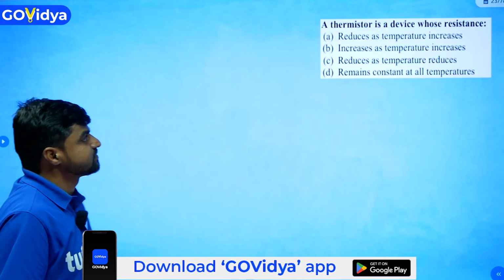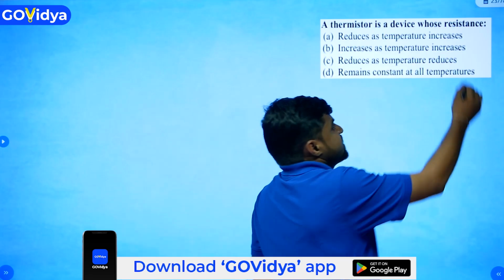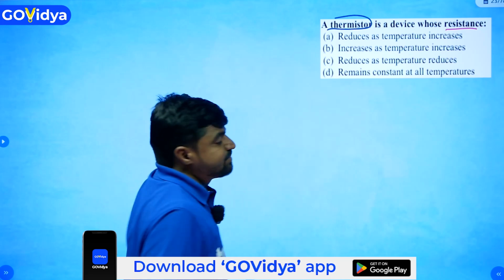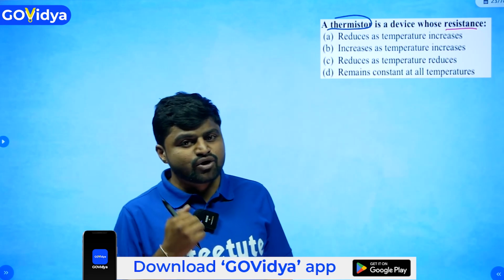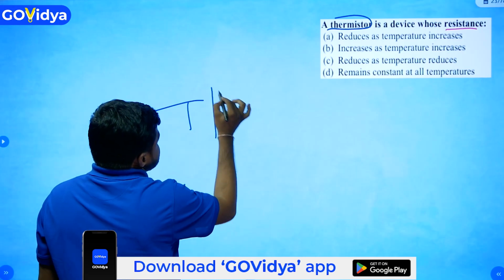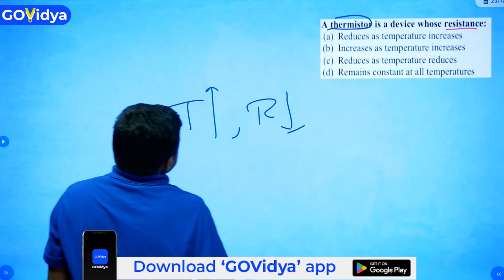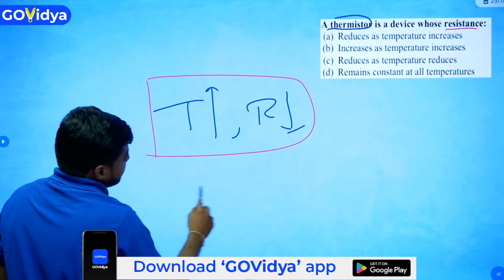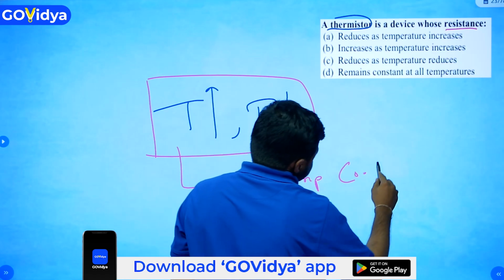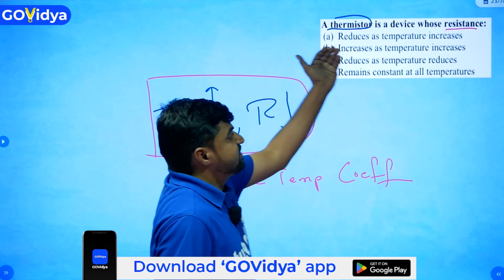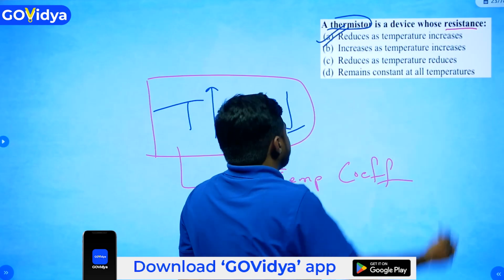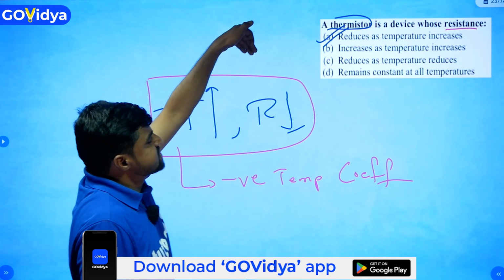Next question. The thermistor is a device whose resistance is, okay, the thermistor is a semiconductor with a negative temperature coefficient. If temperature increases, resistance decreases. That is a negative temperature coefficient. Option A is the correct answer.